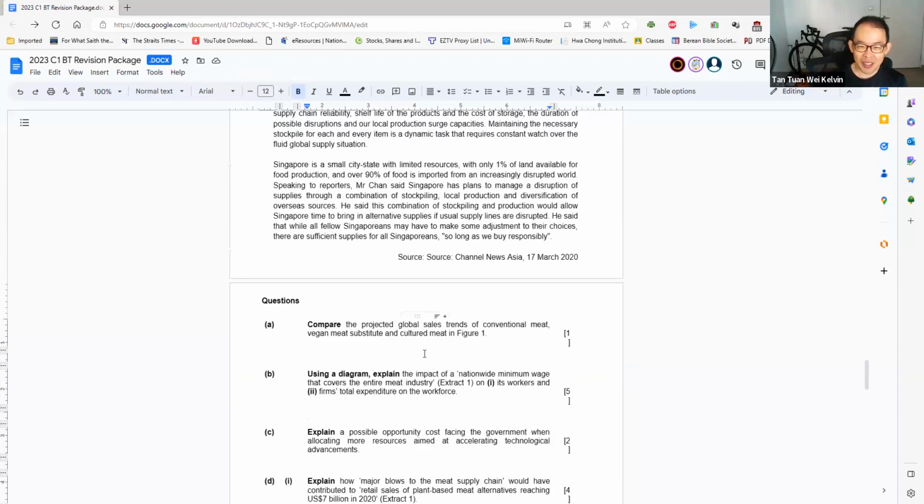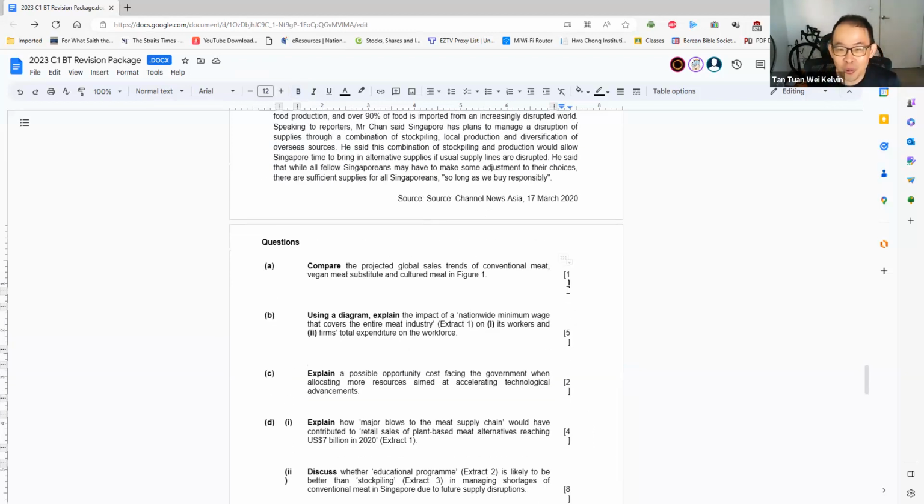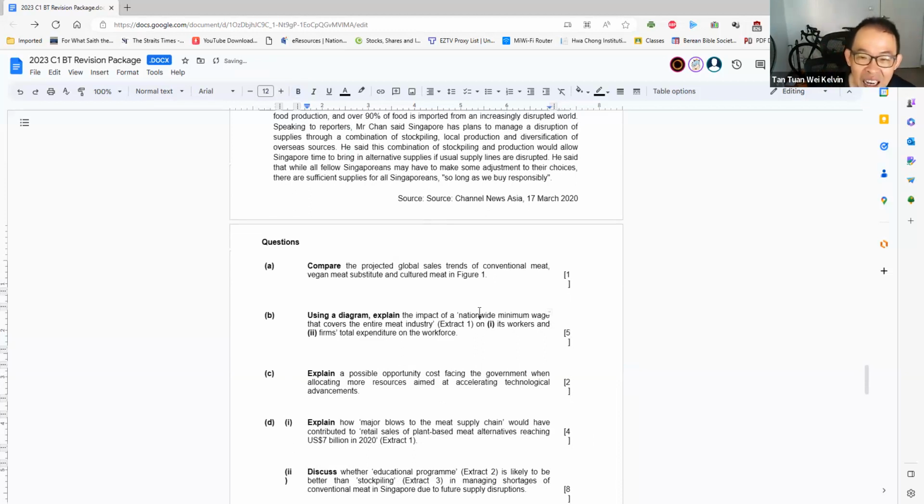For part A, compare, this part is only 1 mark. Let me double check. 8, 10. Yeah, it's only one mark. So when it comes to a 1 mark comparison question, focus on the difference. I think that'll be the best. For part A, we talk about the difference between the global sales trend of these three weeks.